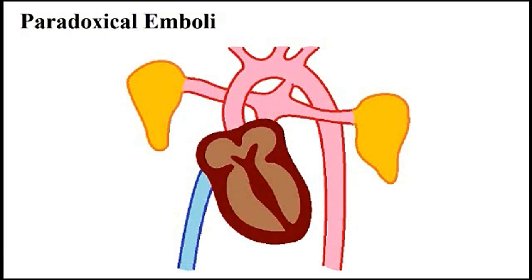In this video, I'm going to talk about the mechanism of paradoxical emboli, where due to the presence of blood clots in systemic circulation, patients will develop ischemic strokes. So first, I would like to talk about the normal physiology of fetal circulation.